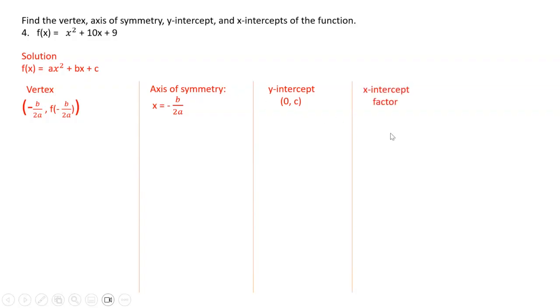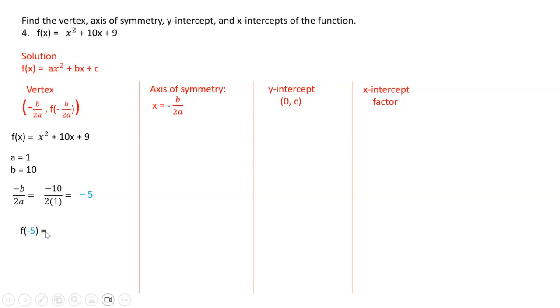And for the x-intercepts, it's either going to factor, and if you don't know how to factor, you must use the quadratic formula. Okay? But most of the time, it's easier to factor. Now, for the vertex, we know that a is 1 and b is 10. So negative b over 2a will give us negative 10 over 2 times 1, which is negative 5. So that's my x part of the vertex.